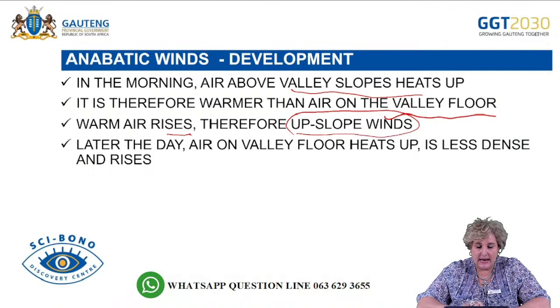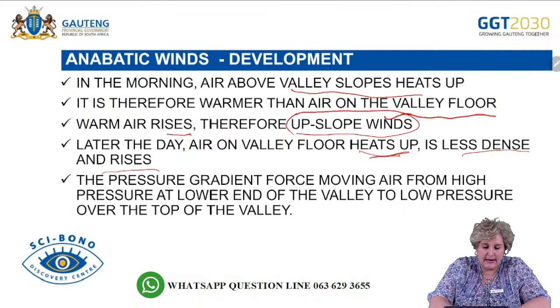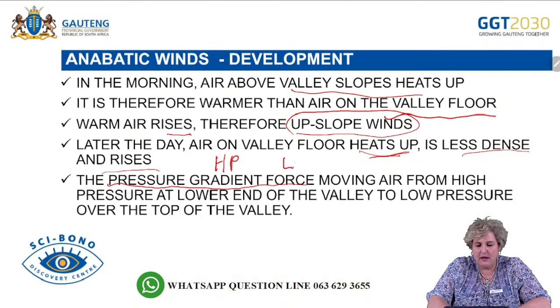Later during the day, the air on the valley floor also heats up, it's less dense, and it starts to rise. The pressure gradient force, and this is a grade 11 term, means I have a high pressure and a low pressure. Where air sinks, I have a high pressure. Where air rises, I've got a low pressure. So air moves from high to low. The pressure gradient force moves air from the high pressure at the lower end of the valley to the low pressure over the top of the valley.